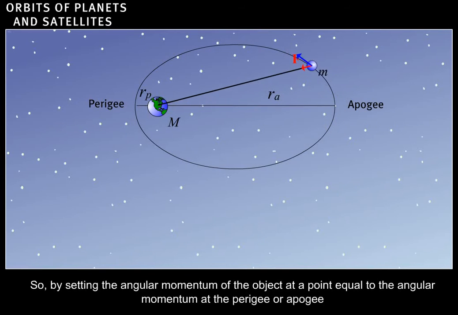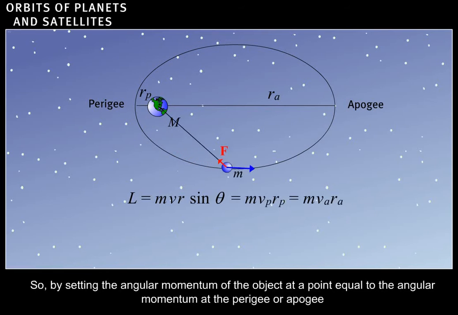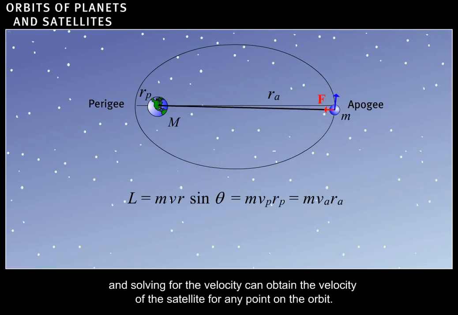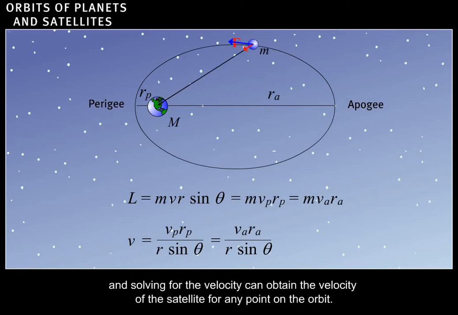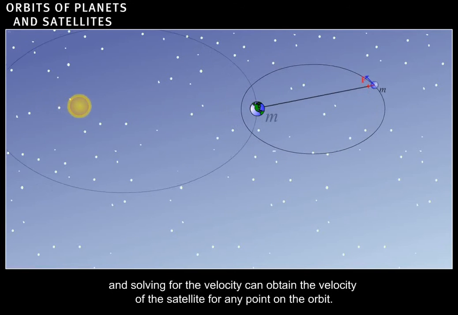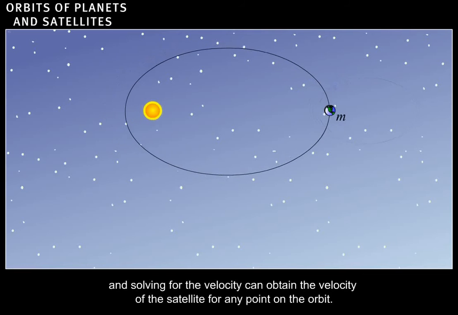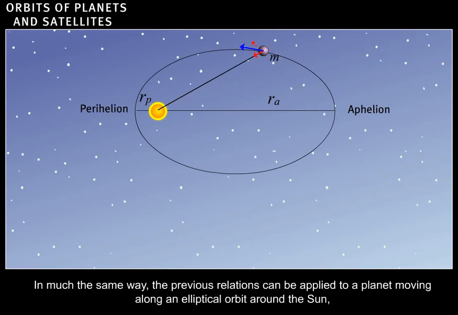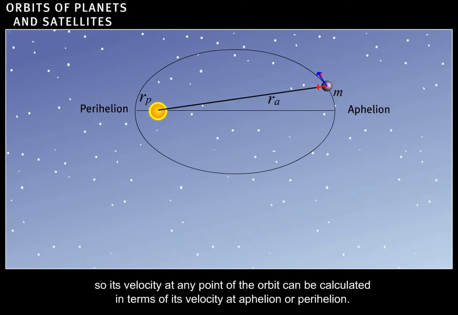So, by setting the angular momentum of the object at a point equal to the angular momentum at the perigee or apogee, and solving for the velocity, we can obtain the velocity of the satellite for any point on the orbit. In much the same way, the previous relations can be applied to a planet moving along an elliptical orbit around the Sun, so its velocity at any point of the orbit can be calculated in terms of its velocity at aphelion or perihelion.